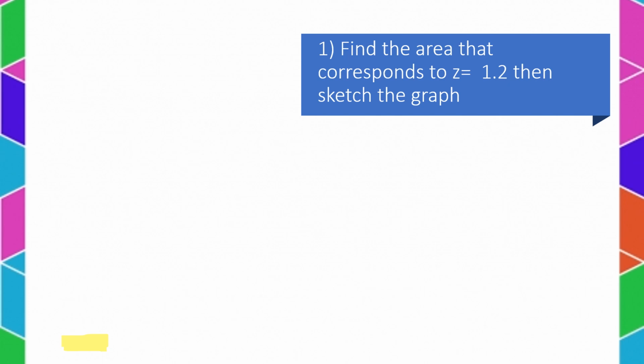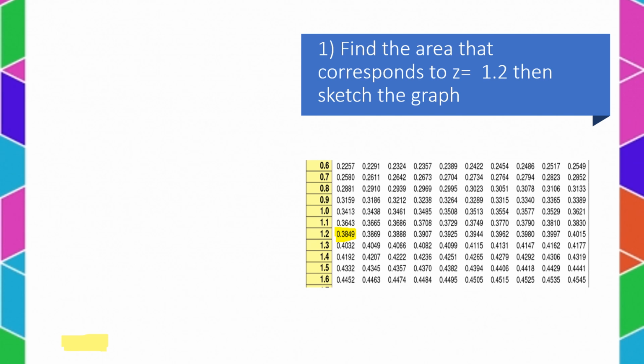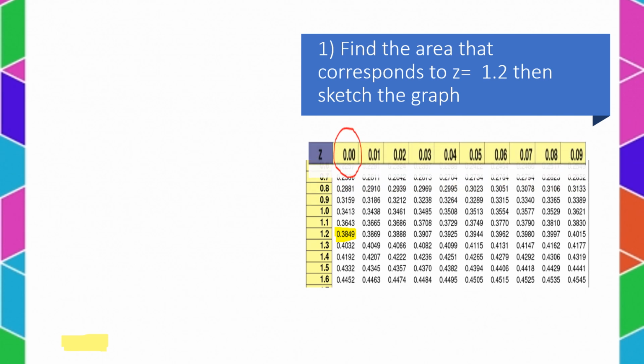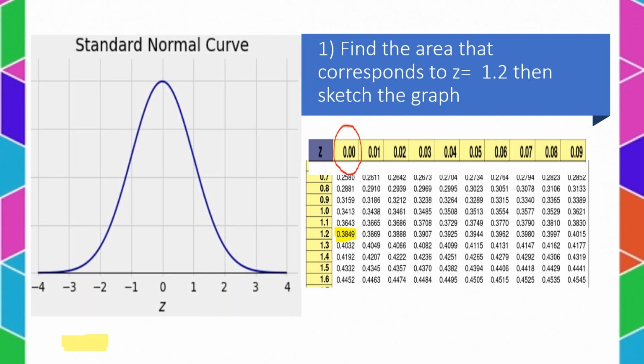Example number 1. Find the area that corresponds to z equals 1.2, then sketch the graph. Before graphing the area, let us first locate from the table 1.2. And then, since the hundredths place is 0.00, so ang hinahanap nating area that corresponds to 1.2 is 0.3949. So, yun yung naka-shaded yellow.